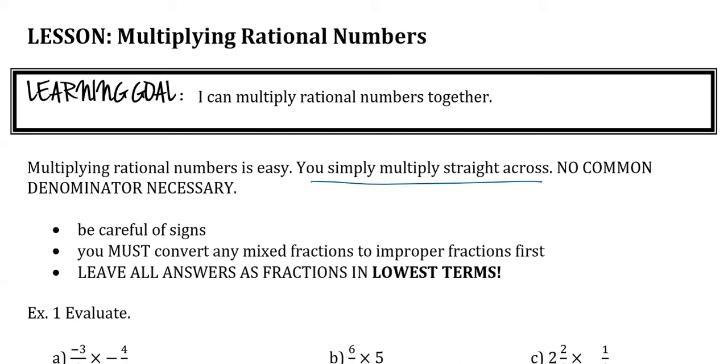Technically speaking, if you get a common denominator when you multiply, you still could get the right answer. But man, oh man, you're going to make your life hard because your numbers are going to be so big, getting it into lowest terms is going to be really tricky. So try to remember, when you're multiplying, same is true when you're dividing, you do not need a common denominator.